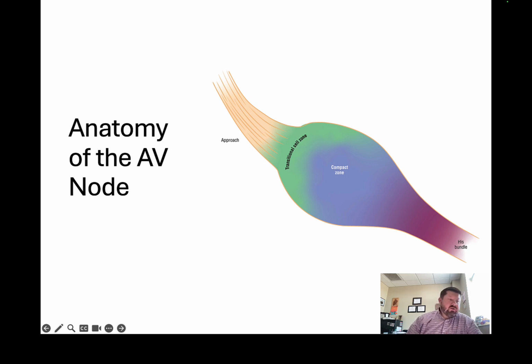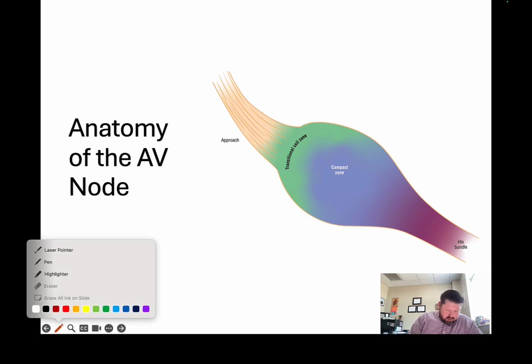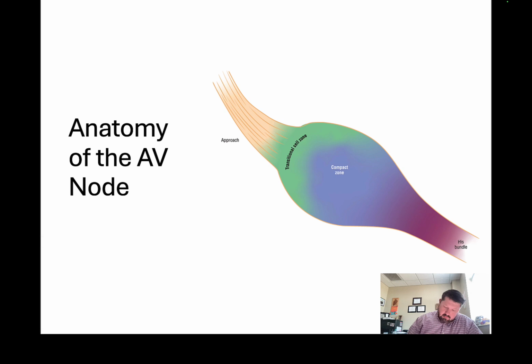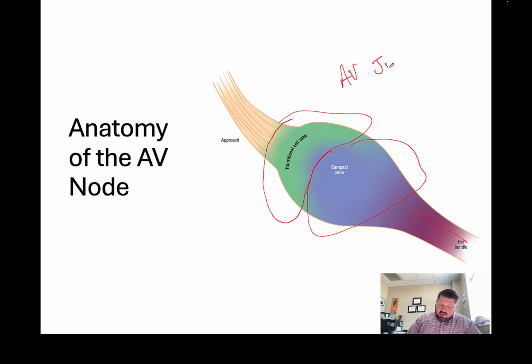So the tracts approaching the AV node are separated by fibrous and non-conductive tissues and three separate zones in the AV node. So you've got your transitional zone, which is highlighted here in green. You've got the compact zone here, and then you've got the bifurcation of the His bundle, which is down here, which is still in the AV junction itself.